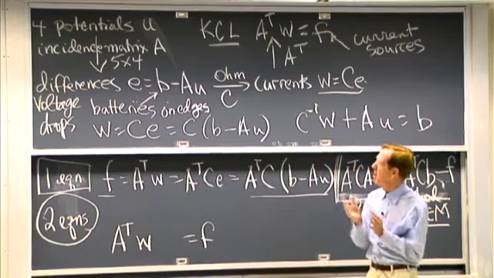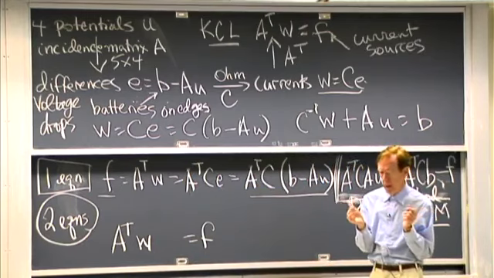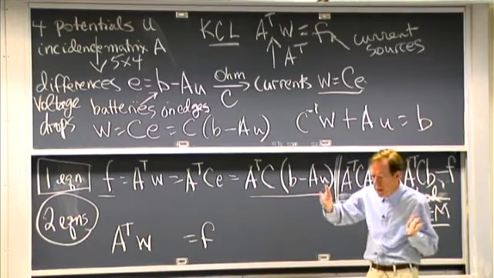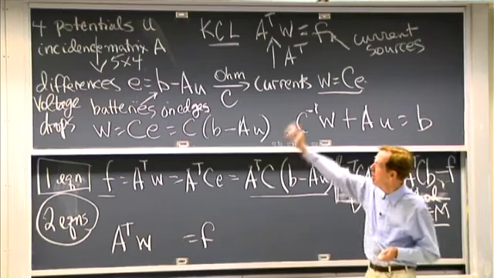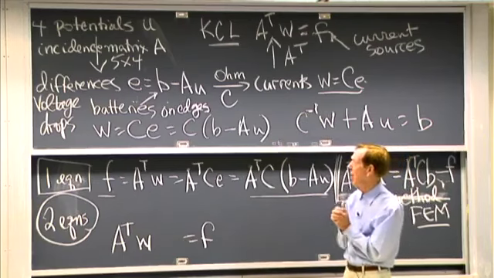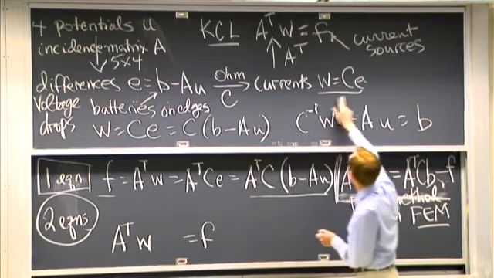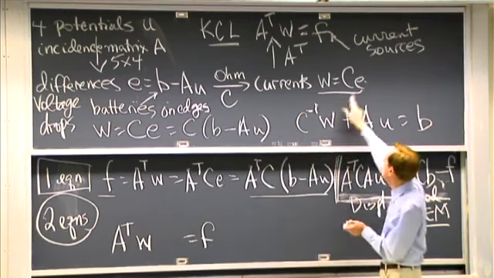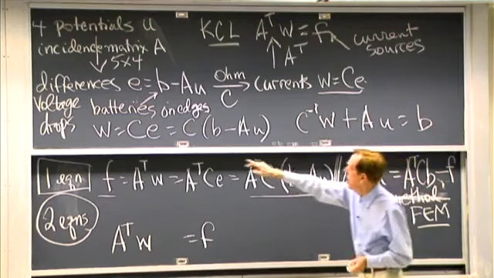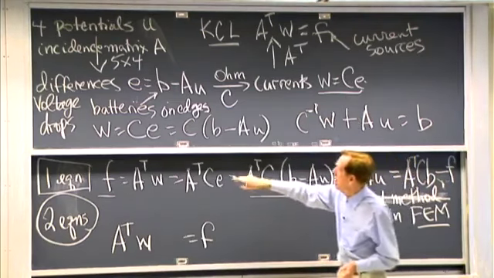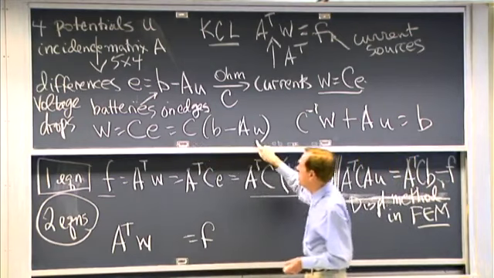The only guy I'm eliminating is E. You know, initially you could say I've had three field system, U, E, and W. Now, E and W are so easily connected that I'm going to eliminate E. E is C inverse W. I did it actually here. This W is C B minus AU.